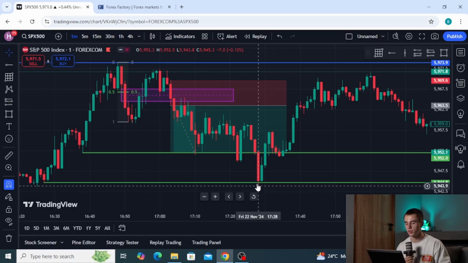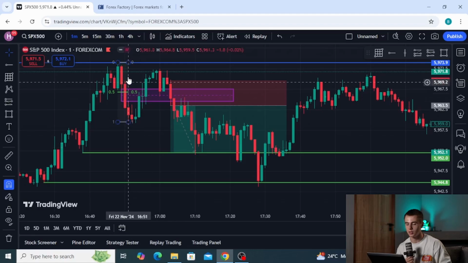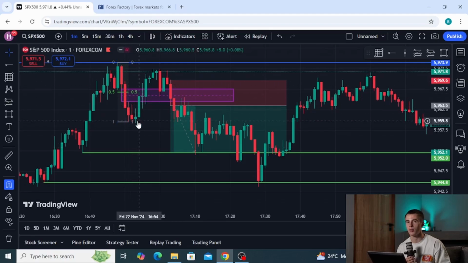Also, just a last thing, something that also happens sometimes is the market will just crash down completely. So the market will just keep on going and going without giving you an entry, and then it's fine. Just don't trade for the day.